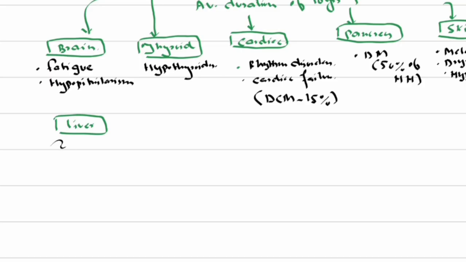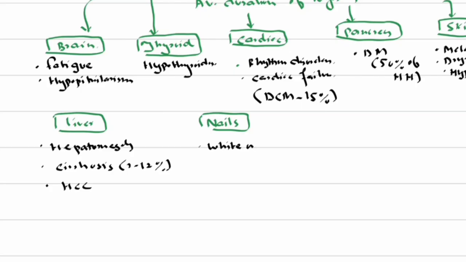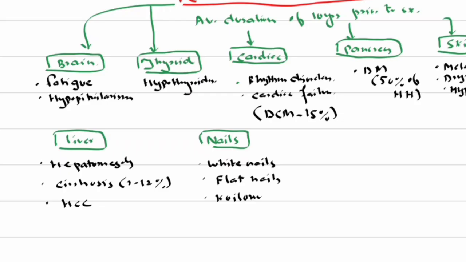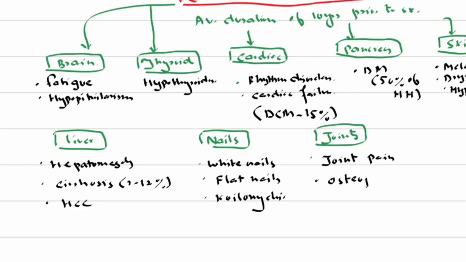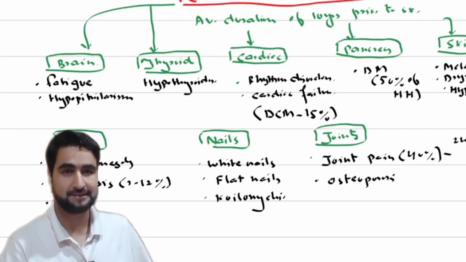Now coming to the liver. The patient may have hepatomegaly, the patient may have cirrhosis, and cirrhosis may be present in 2 to 12% of patients, and it may progress to hepatocellular carcinoma. There are nail changes in the form of white nails, flat nails, and koilonychia. And there is involvement of joints, like arthralgias that may be present in 40% of patients, and there can be osteoporosis also. The most common joint that's involved is the second or third MCP.